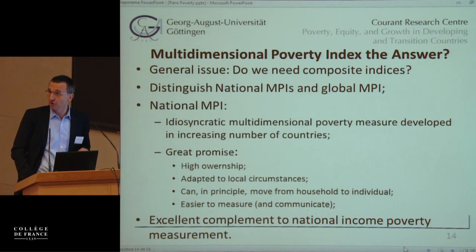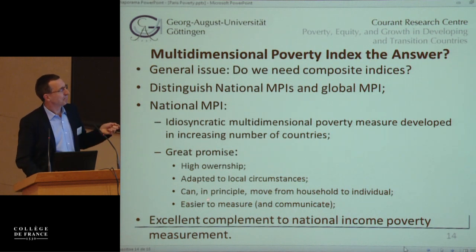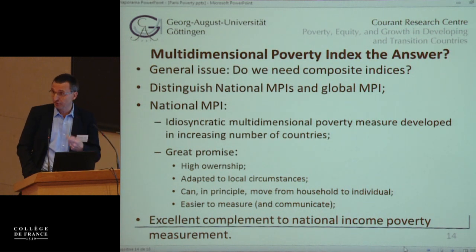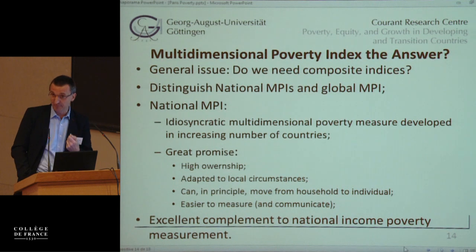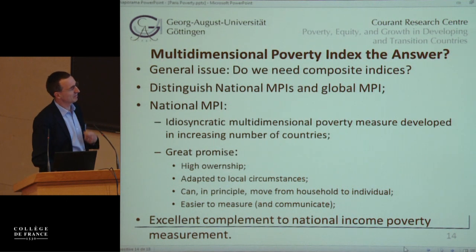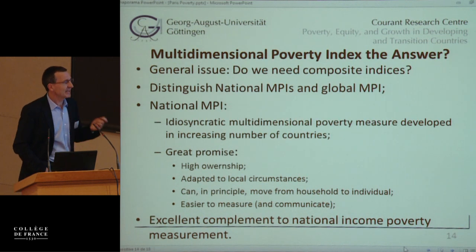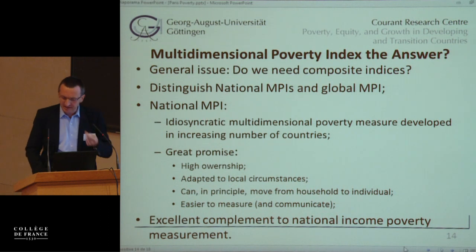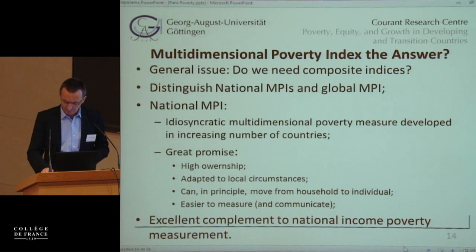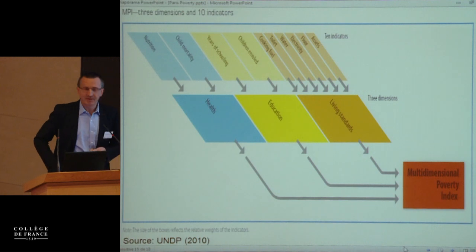They're adapted to local circumstances. They can, in principle, I think, also move from the household to the individual, which is another problem that we have in poverty measurement. And they are, in many ways, easier to measure and communicate. So I think that can be an excellent complement, not a substitute, to national income poverty measurement.